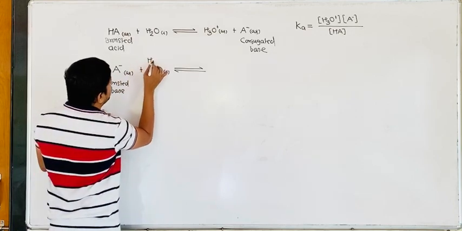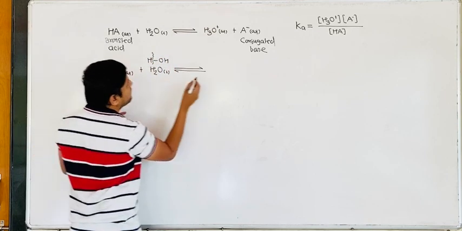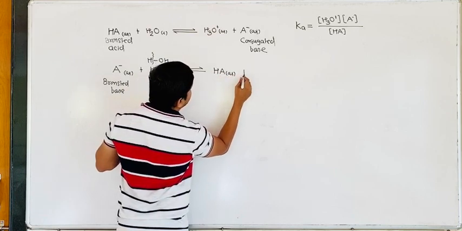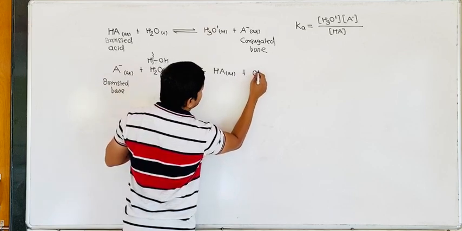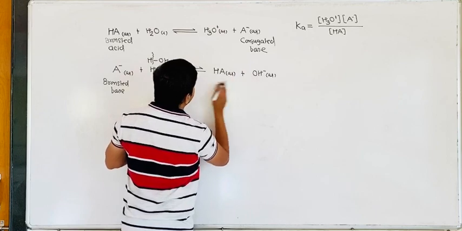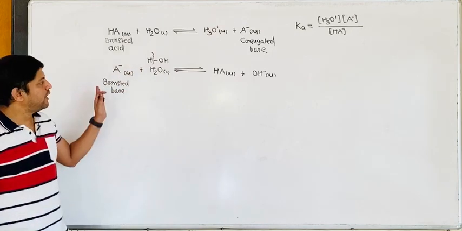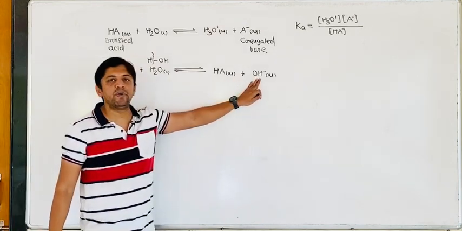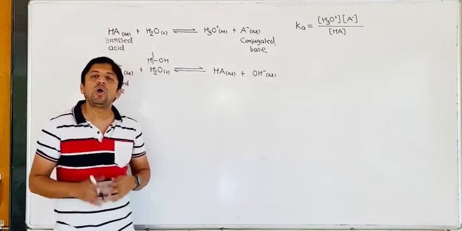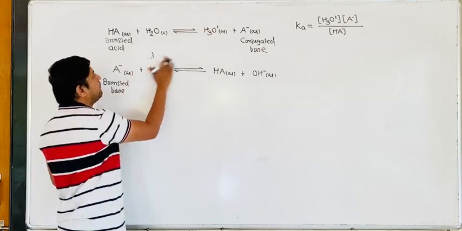This H2O can be written as HOH. H plus ion is donated, it forms HA aqueous, plus OH minus ion. So forward reaction is actually dissociation constant of base. In forward reaction, OH minus ions are produced, and equilibrium constant for this reaction is directly proportional to concentration of OH minus ions. It is nothing but dissociation constant Kb.